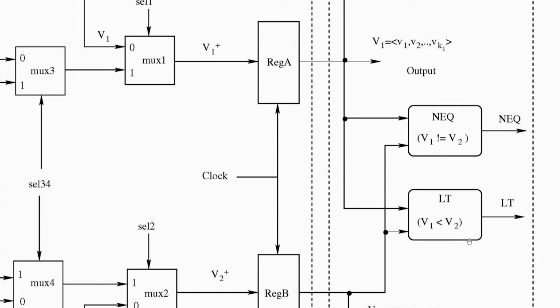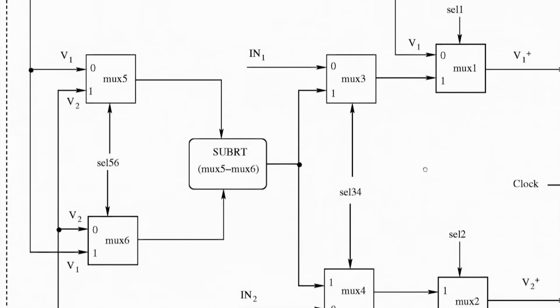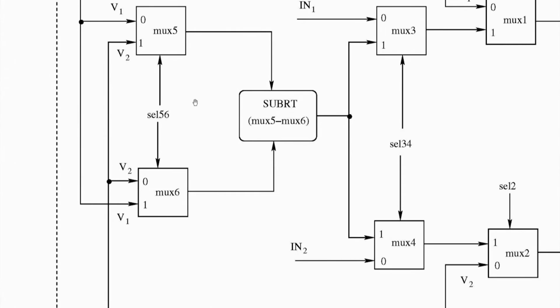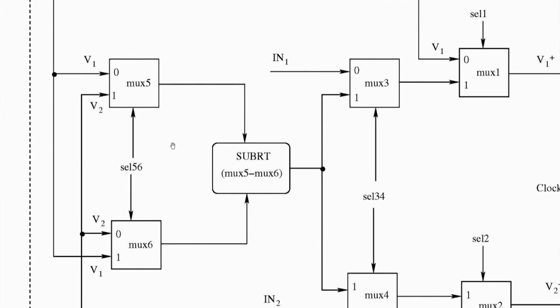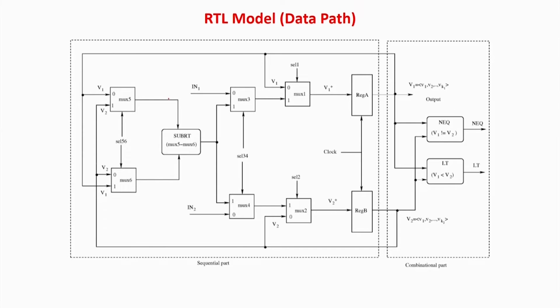But before that, let us assume that the LT becomes 1. That means V2 is greater than V1. So if V2 is greater than V1, what should happen? Then we should have the operation V2 minus V1. We are assuming that this less than equal to is 1, that is, V1 is less than V2, that means V2 is greater than V1. So this operation should happen.